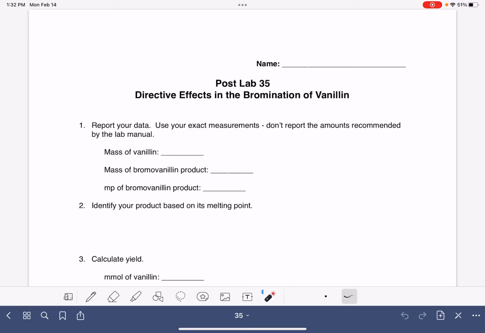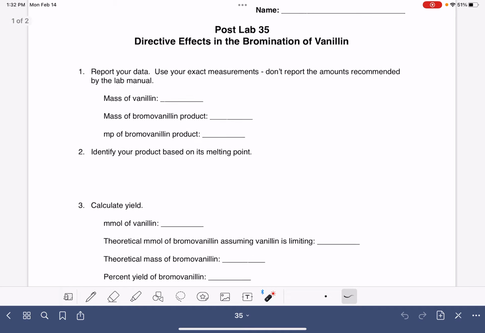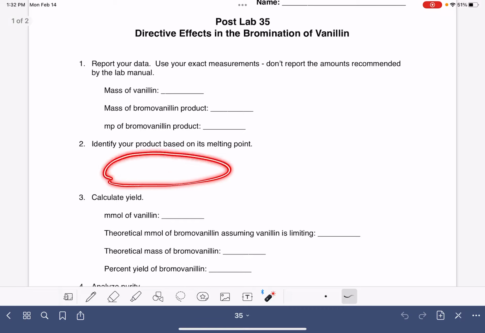In this video, I'm going to give you some tips for post-lab 35, the directive effects in the bromination of vanillin. In question number 1, you'll just have reported your data from the experiment. And then in question number 2, you're going to identify the product based on its melting point.